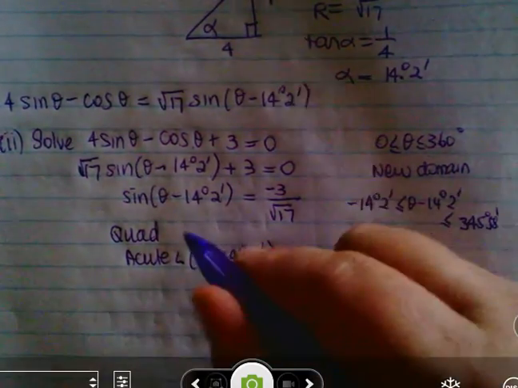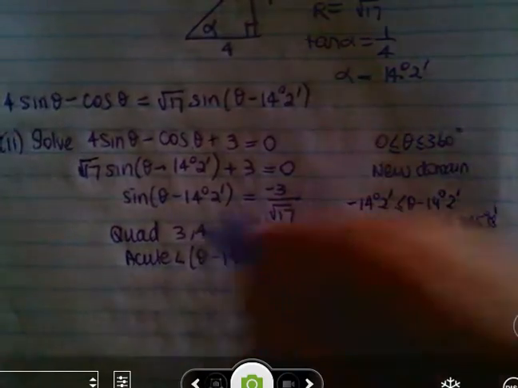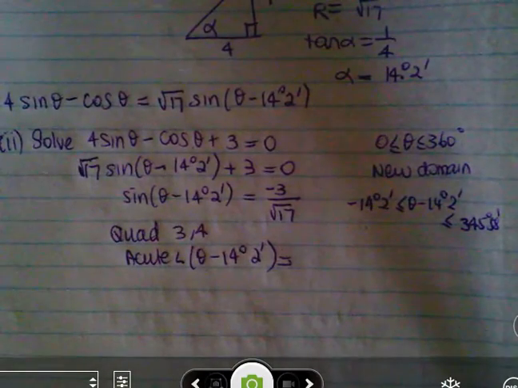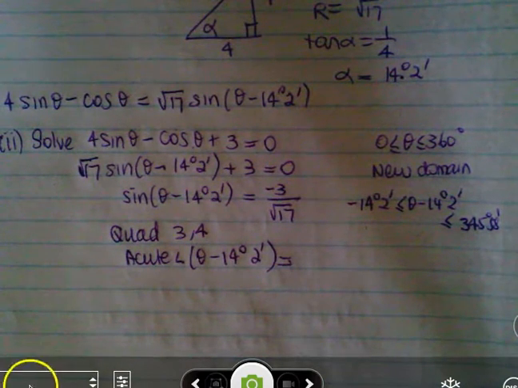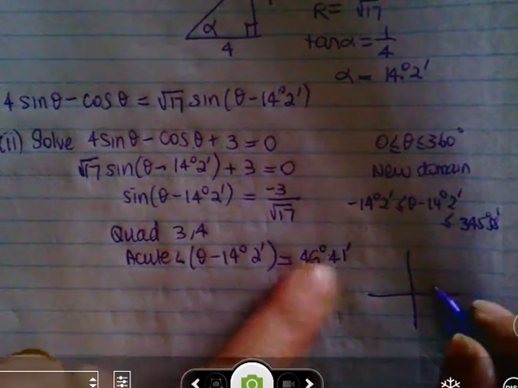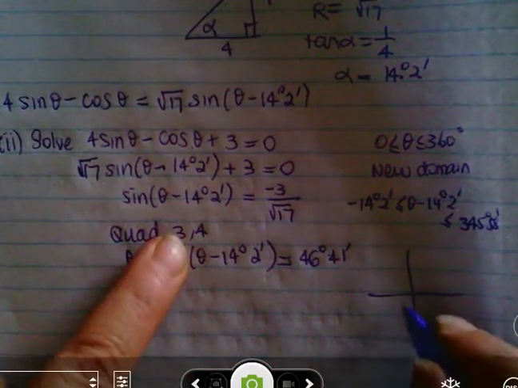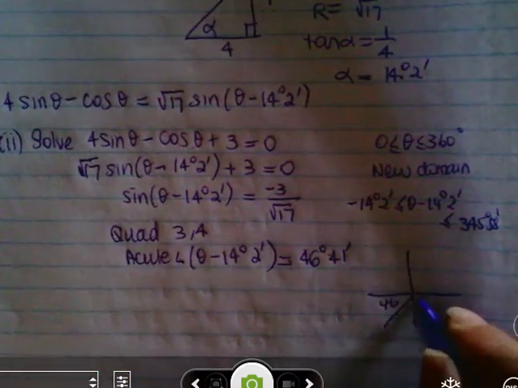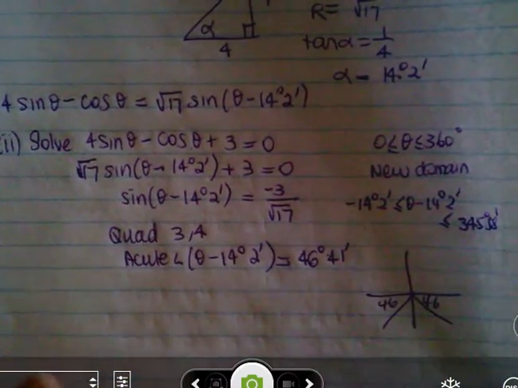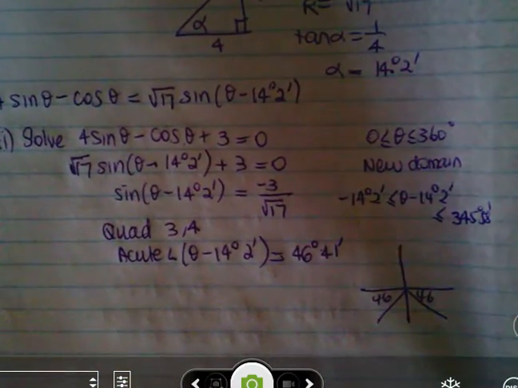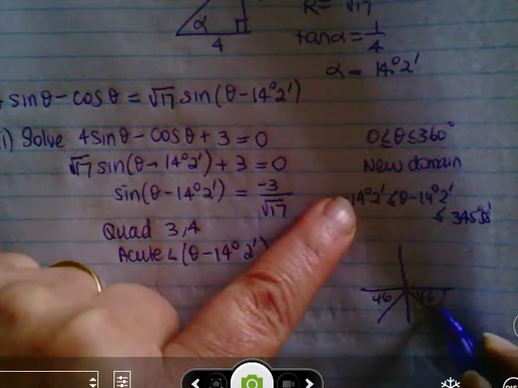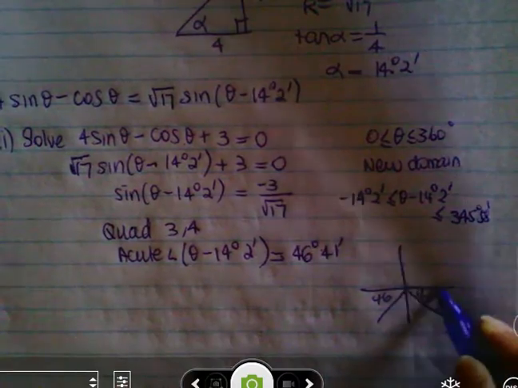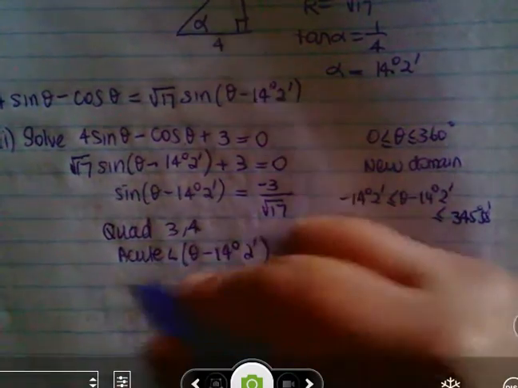So we've got quadrants, negative, quadrants 3 and 4. Anyone got the acute angle yet? Shift sine of 3 on root 17. So the acute angle is 46 degrees, 41 minutes. We're in quadrants 3 and 4. I'm just going to write 46, close enough, like on the diagram. Okay, so if you've got to go back -14, you don't hit it. You don't hit -46, so that's okay. We're just going around in the positive direction.